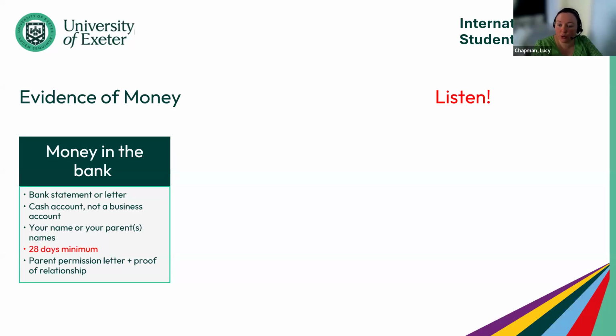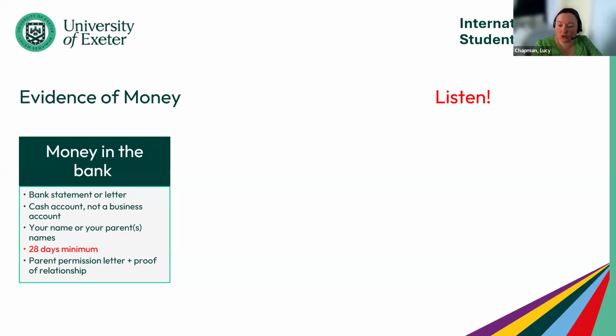The account should be in your name or your parents' names. It cannot be in a friend's account or another relative's account, unless they are your legal guardian. Money can be in a joint account as long as you are one of the account holders. You must have the money in the account for at least 28 days before you submit your student visa application. You can use your bank account during the 28 days, but the balance must not fall below the required amount.